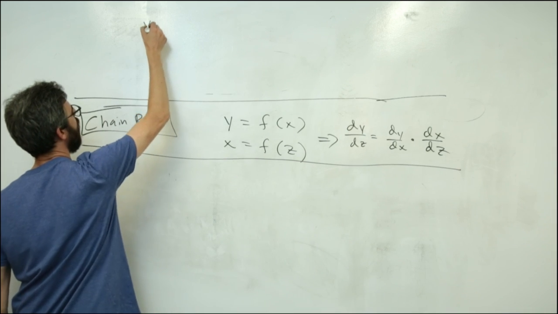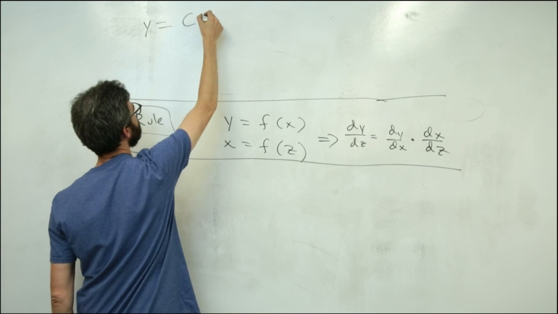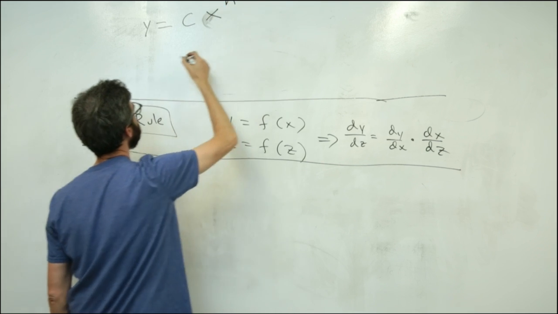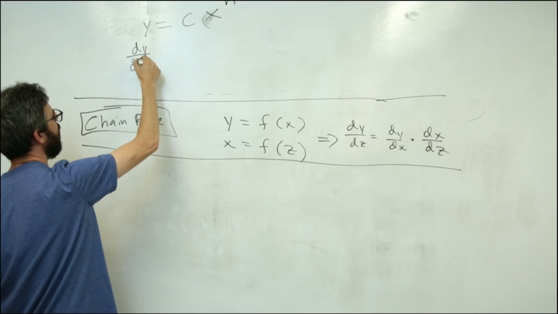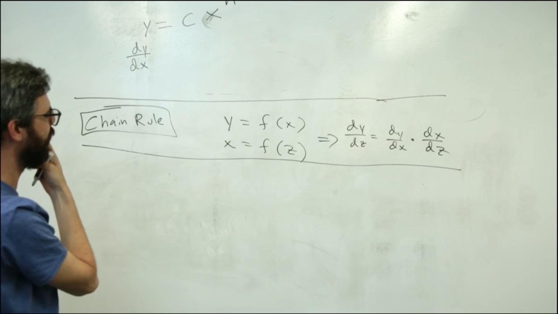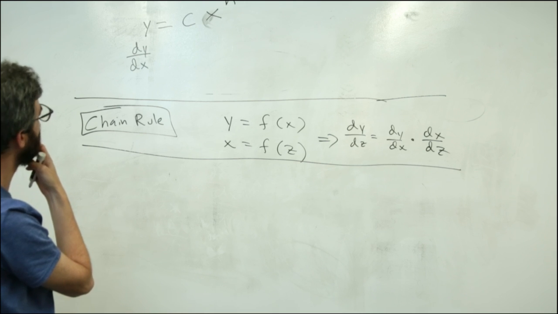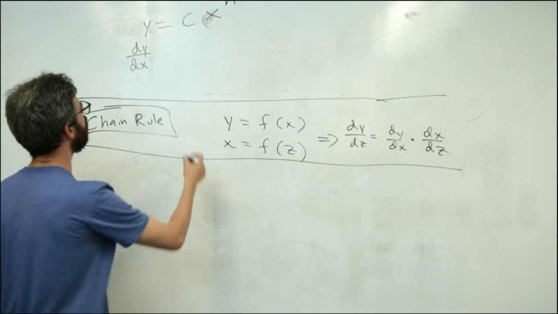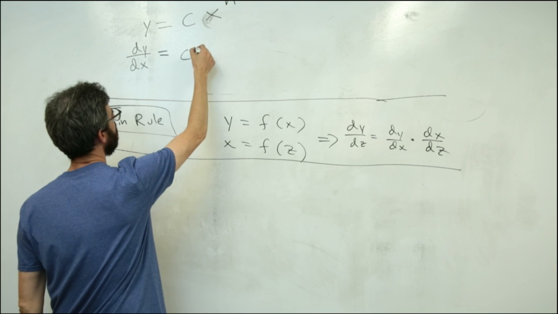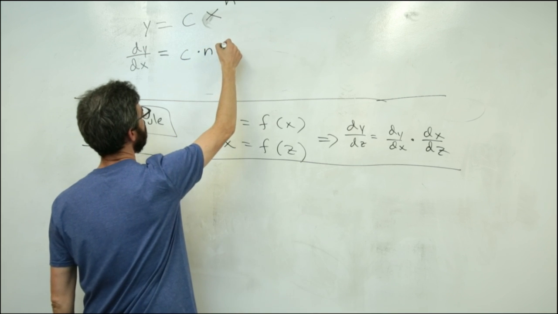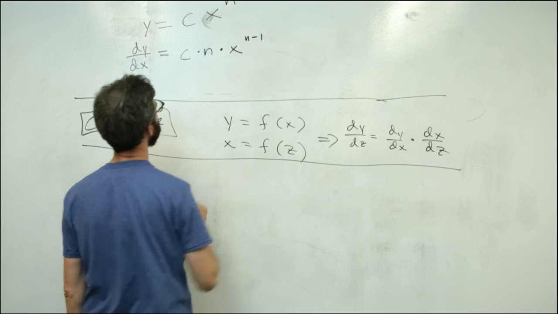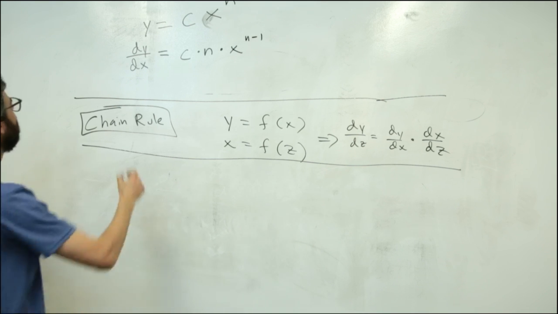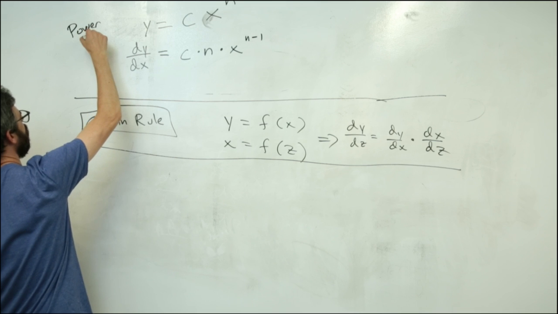Okay, the power rule. The power rule states that y equals some constant c times x to the n, and dy dx equals c times n times x to the n minus 1. Is this a good way to write it? Power rule.